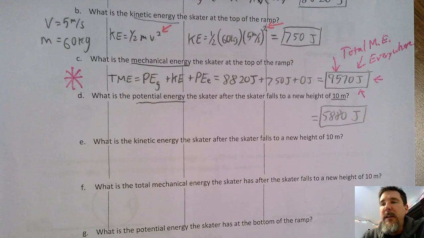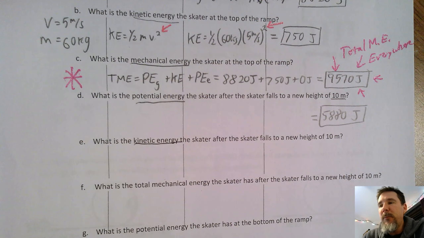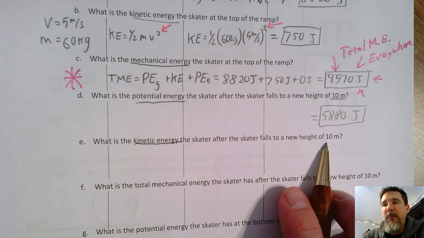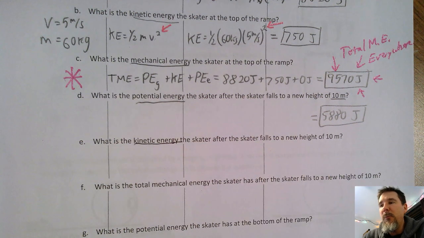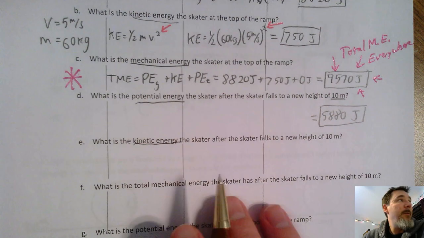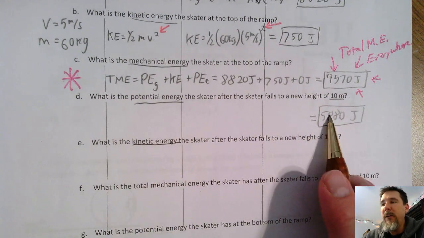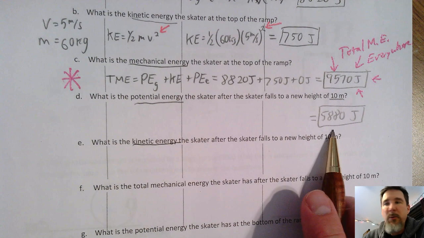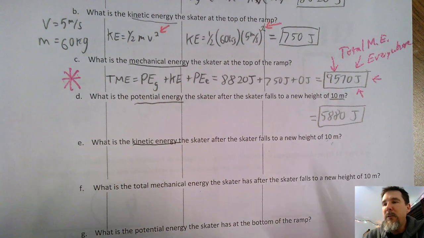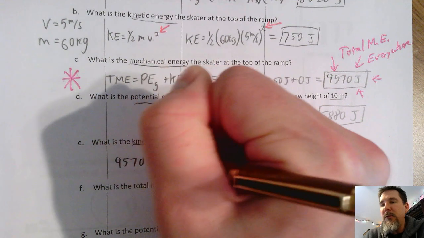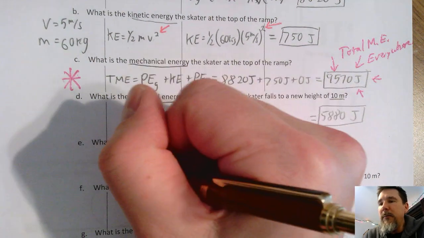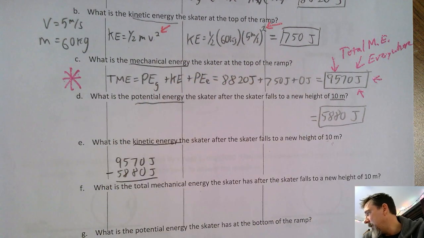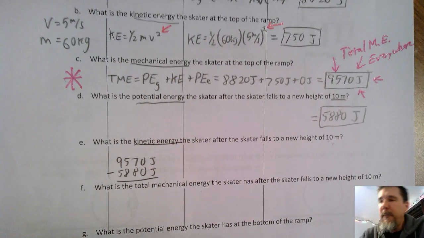Same thing with letter E, except it's asking for the kinetic energy. But then you look, and it doesn't give us the speed. Well, what do we know? Remember that total mechanical energy, 9570? Well, guess what? At every single point, at 10 meters tall and everywhere else, the total has to be 9570. So all we've got to do is take our 9570 joules, subtract our 5880, and our answer is going to be 3690.